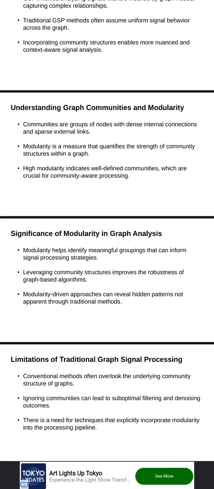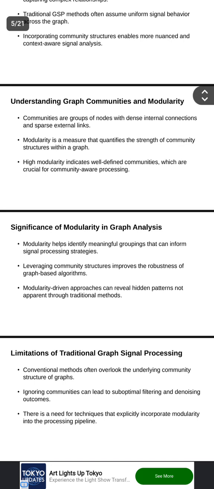Community aware GSP, that is community aware graph signal processing, introduces processing techniques that respect modularity, that is the quality of partitioning nodes into communities. What is modularity? Modularity measures how well a network is divided into communities.